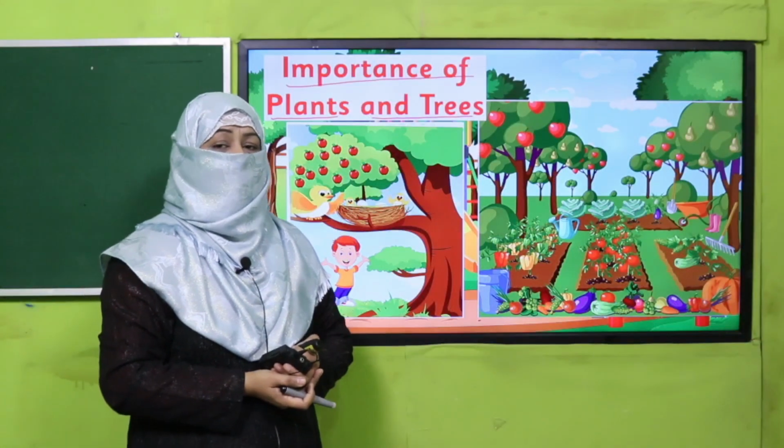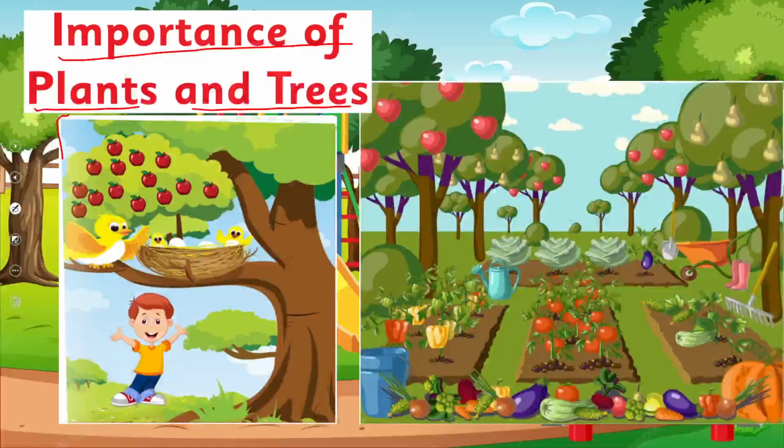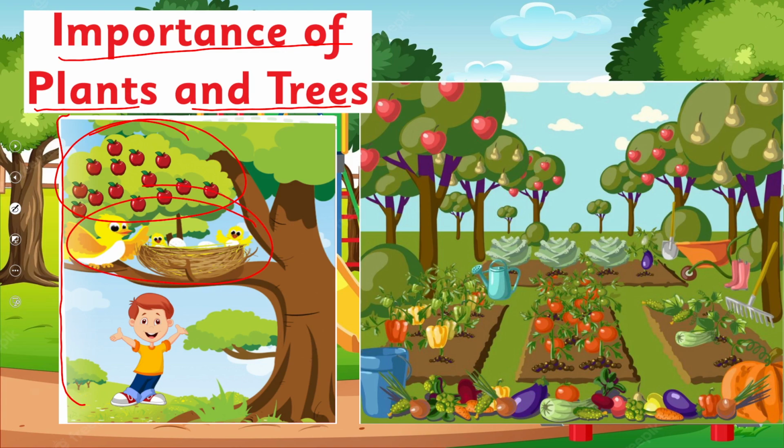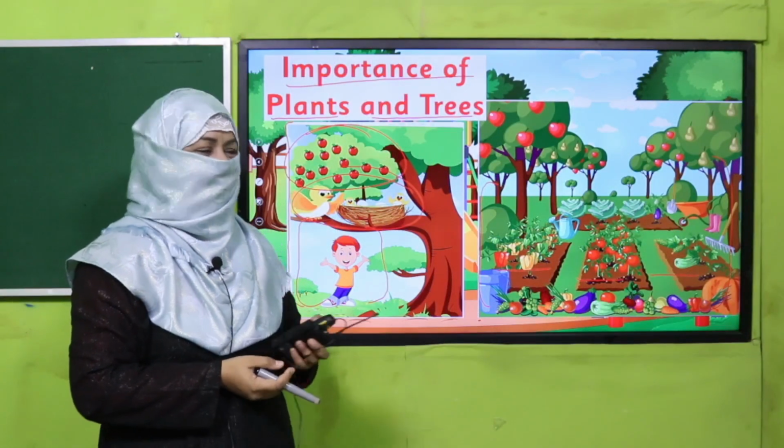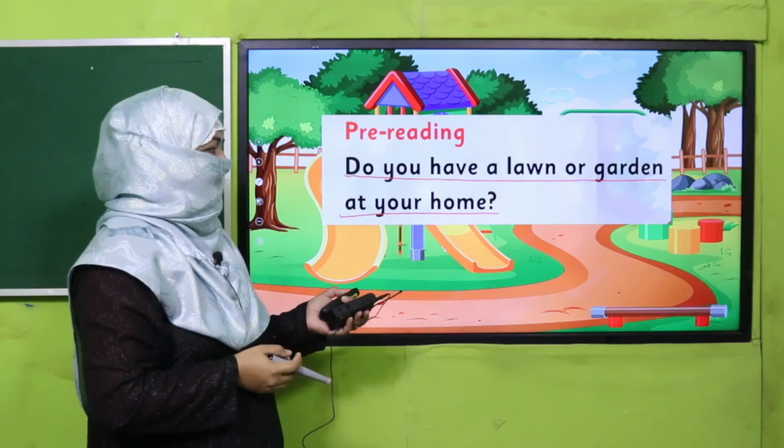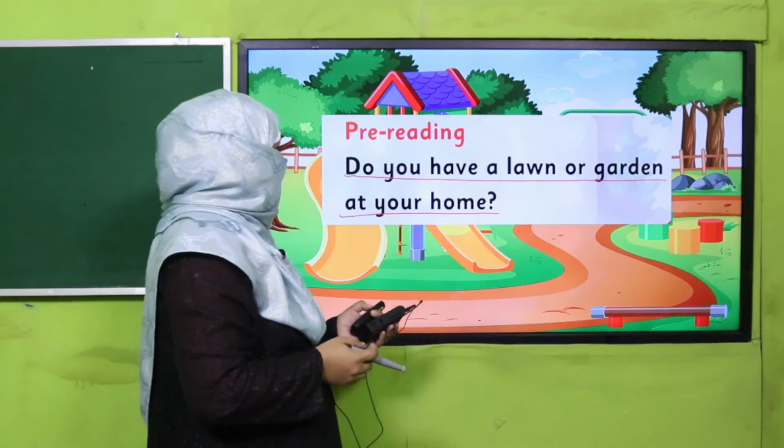Yes, my dear students, I hope by looking at the pictures, you could guess how plants are important. First of all, we get fruits from plants, birds live on plants, we enjoy the shade of plants, right? And we take vegetables, many types of fruits and everything. This is how plants are important for us, right? And let's see what other benefits of plants are.